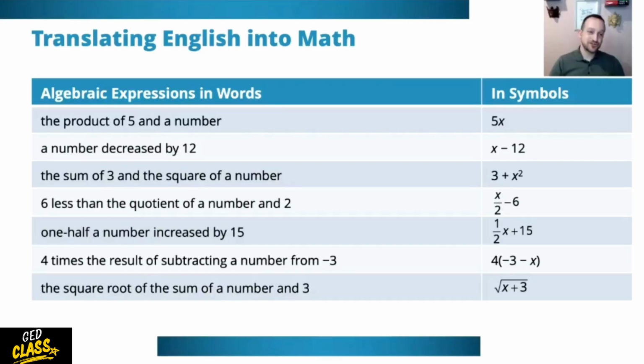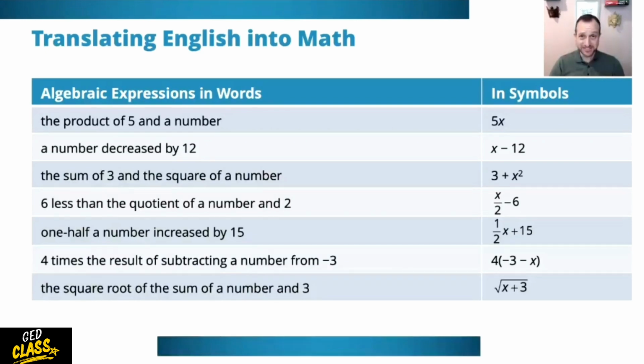Last row, the square root of the sum. Ooh, this is like a parentheses. Normally, square root would be done early. That's an exponent, essentially. But it says of the sum of a number and 3. That's sort of like saying the result of adding a number and 3. Again, basically telling you you have parentheses around this next piece, then do the exponent to that whole thing. That's why it ends up being the square root of all x plus 3 instead of just the square root of x and then adding 3 on the end.